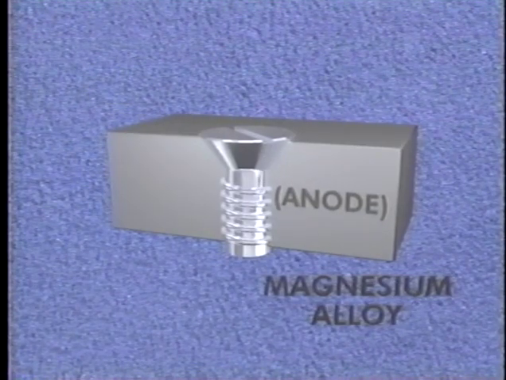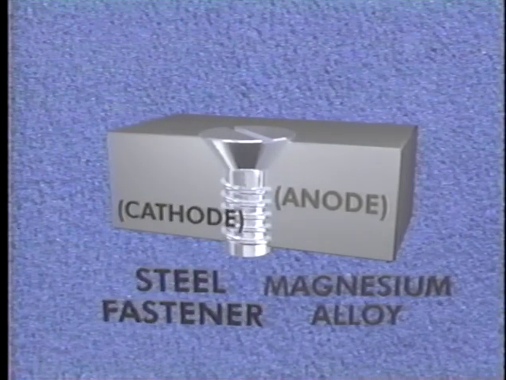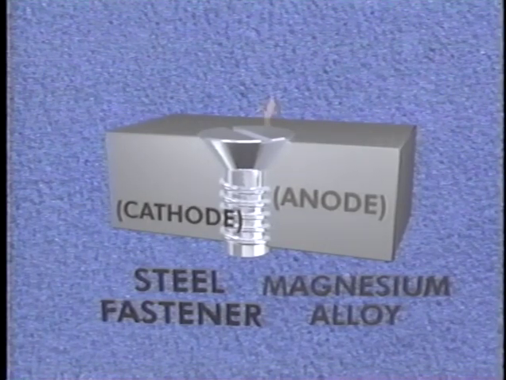This is referred to as the anode. Secondly, a dissimilar conductive metal known as the cathode must be present. The cathode is less corrosive than the anode. These metals must make contact in order for the electrons to move from the anode to the cathode.